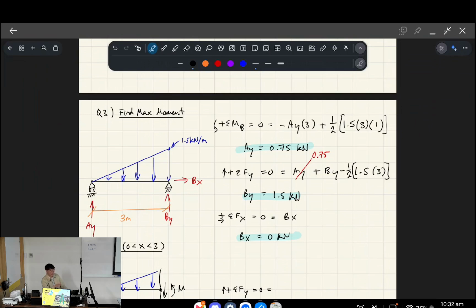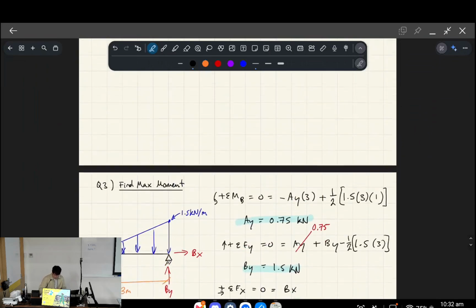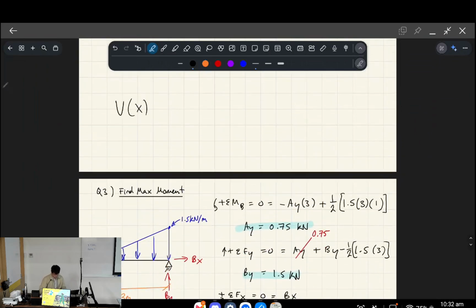So therefore you have to use the algebraic method, which essentially is where you have to cut the beam open and derive functions for internal shear, V. You have to find V as a function of X, and you have to find M as a function of X, okay? And this involves cutting open the beam, and you'll see.